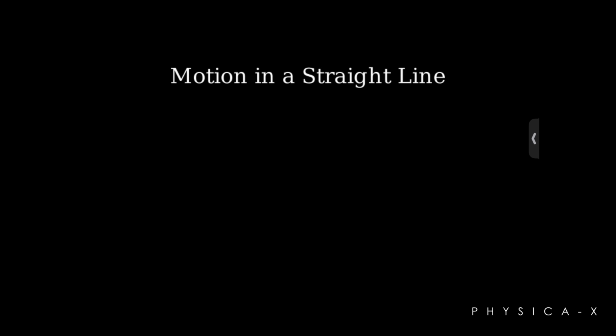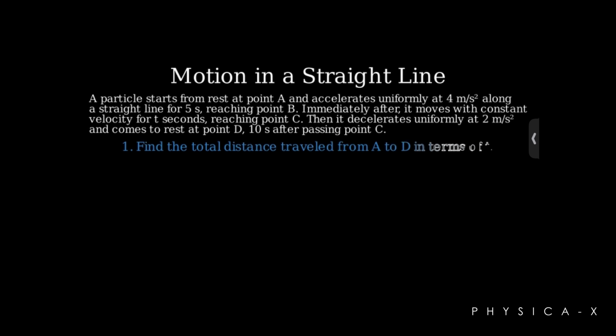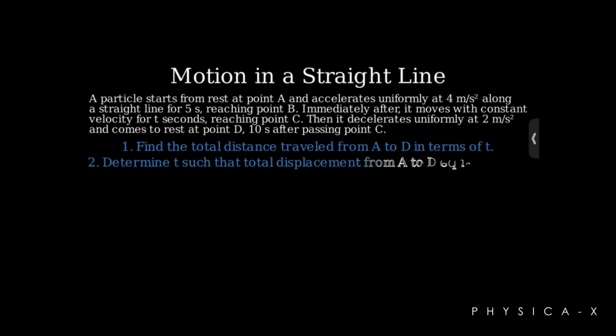We're going to solve an example problem involving motion in a straight line with different phases of acceleration. Let's read the problem. We need to find two things. 1. The total distance traveled from point A to point D in terms of t. 2. The value of t such that the total displacement from A to D equals 300 meters. To solve this problem, we'll analyze each segment of the journey separately.